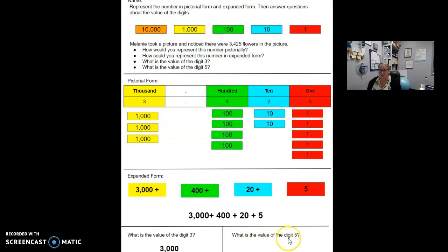Now I'm going to do the same thing for my digit 5. So I'm going to find the 5. There it is. And I'm going to use the picture to help me. I'm just going to count by ones. So 1, 2, 3, 4, 5. So the value of the digit 5 actually is just 5. Let's try another example.